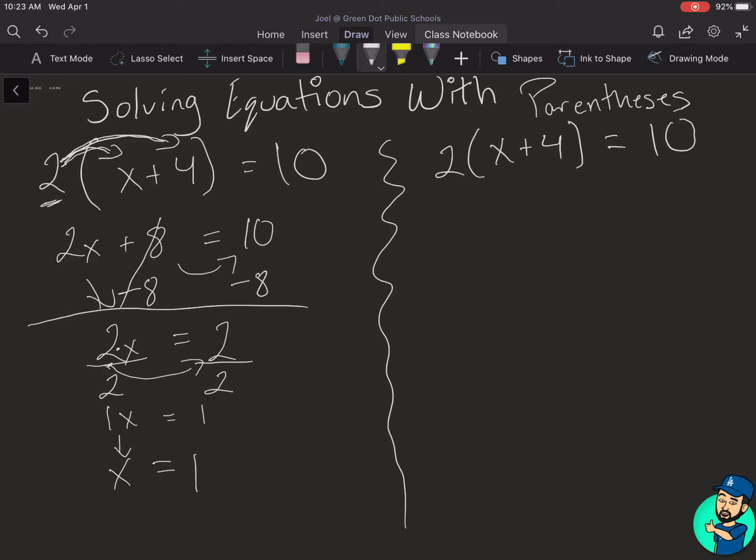Now that's how we solve the problem using the distributive property. That means multiplying the number outside the parentheses to the number inside the parentheses. That means we're distributing that number.